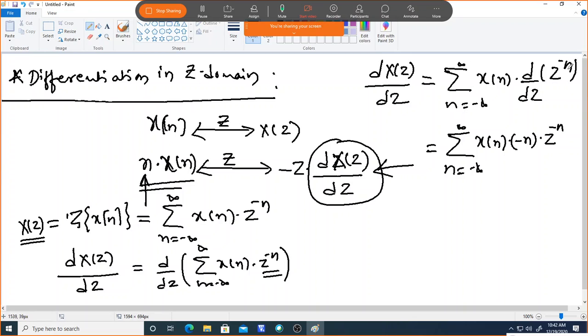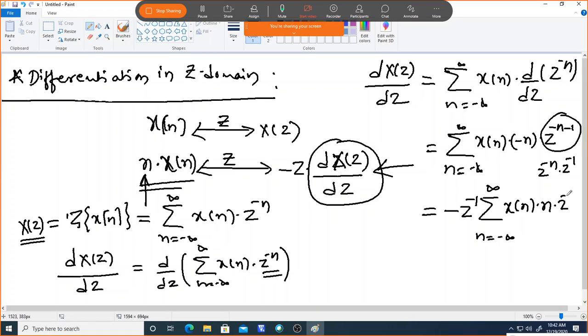So this is minus n, no? So minus n into z power minus n minus 1. Okay, so this will give the differentiation, and now rewrite this expression. You will get minus... so this z power minus 1 I will take outside. So this we can write as z power minus n and z power minus 1. This minus I will take outside, and z power minus 1 I will take outside, and the remaining expression I will write, that is the sum over n equal to minus infinity to plus infinity of x of n into z power minus n.